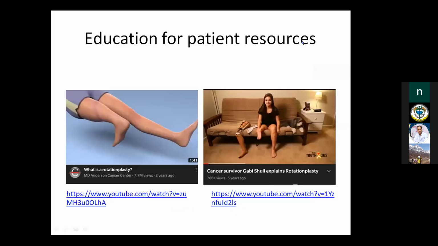This is the education resources. We use the MD Anderson education resource to show the patient how his limb looks like. And there's Gabby, the most beautiful girl who does a lot of dancing, and she will be seen on YouTube dancing with this prosthesis.